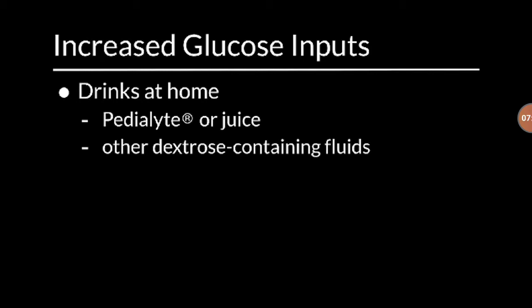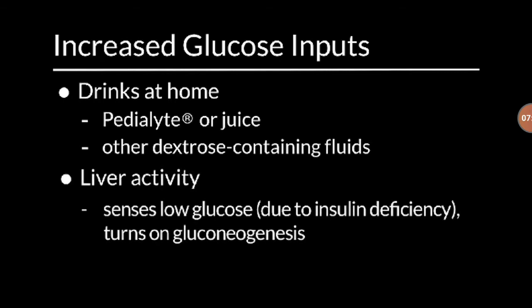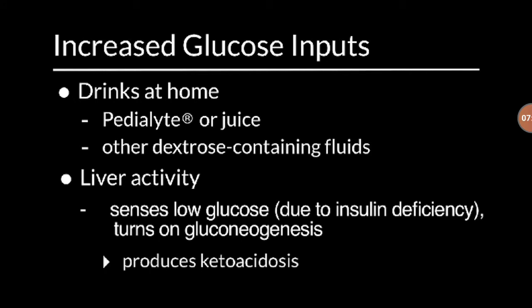The other actor that's adding glucose to the bloodstream is the liver. The liver believes the blood sugar is extremely low because it can't get any glucose intracellularly because of the insulin deficiency. And so it turns on gluconeogenesis at full throttle. And of course, that's also what produces the ketoacidosis, the lipolysis, freeing up those circulating ketones, free fatty acids as well.